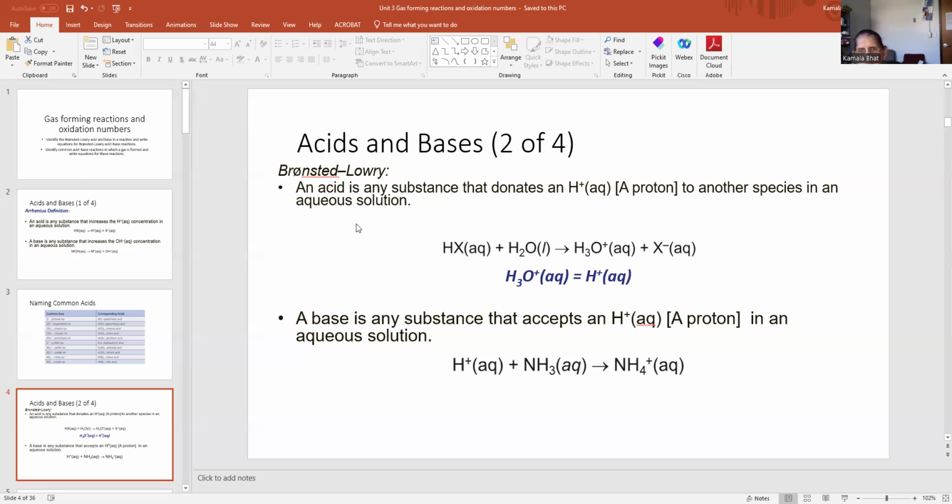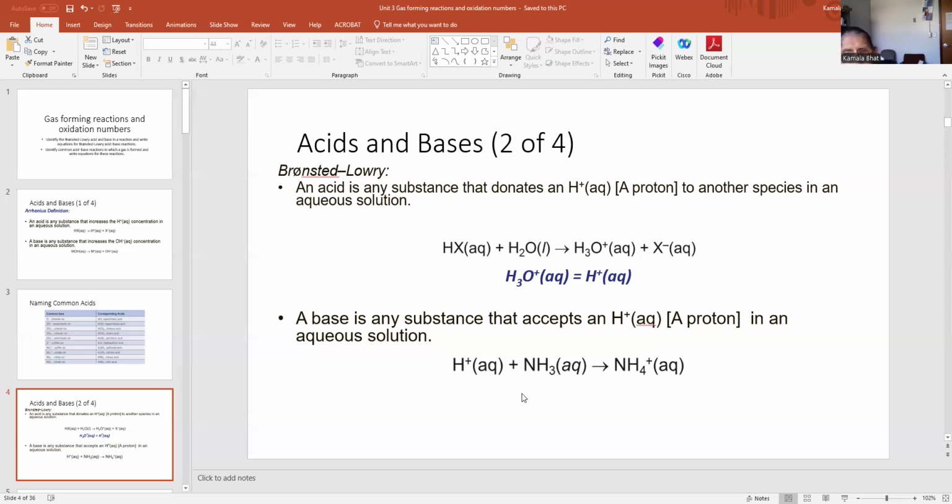For example, in the above equation, HX plus H2O, we see that HX and X minus differ by a proton, and therefore HX is the acid and X minus is the conjugate base. Similarly, look at water. H2O has 2 hydrogens, but H3O plus has 3 hydrogens, and therefore H3O plus is the conjugate acid of the base H2O. Why is H2O a base? Because it accepted a proton.